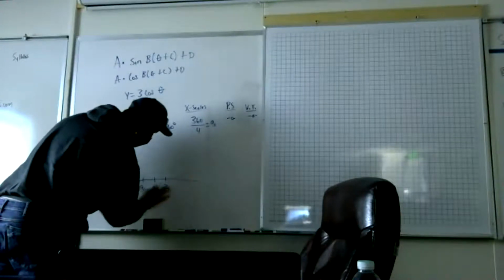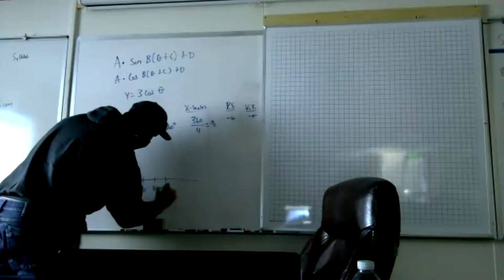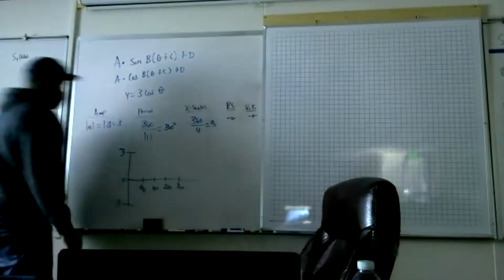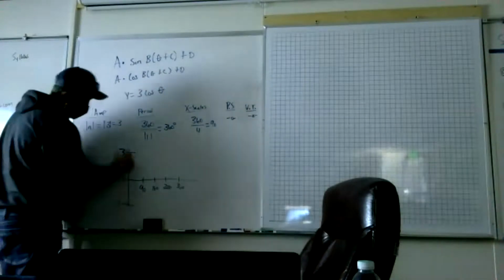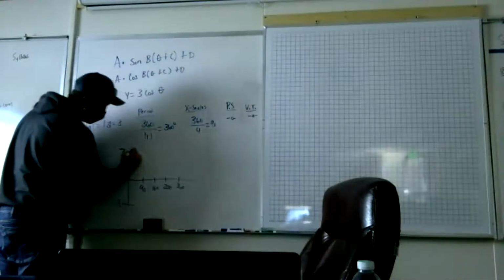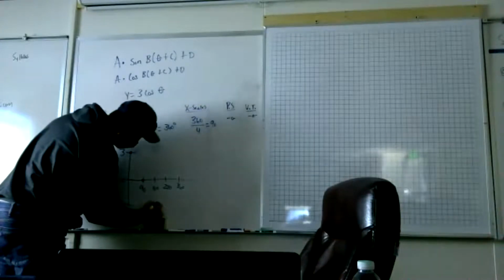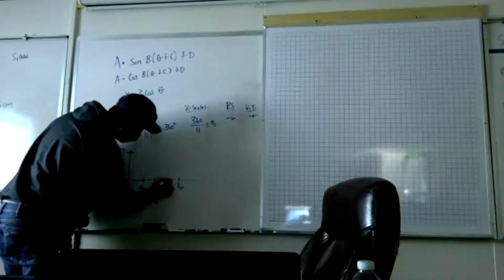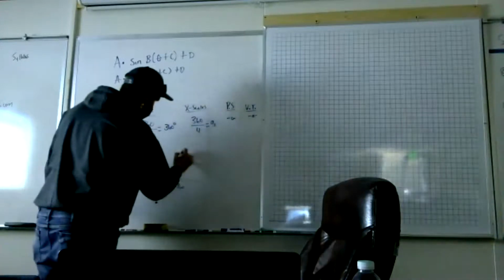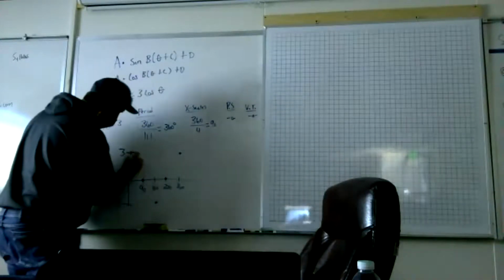270, 360. Okay, it's the cosine graph. Cosine starts at its maximum. Then it goes to its midline. Then it goes to its minimum. Then it's back to its midline. Then it's back to its maximum as one full period.